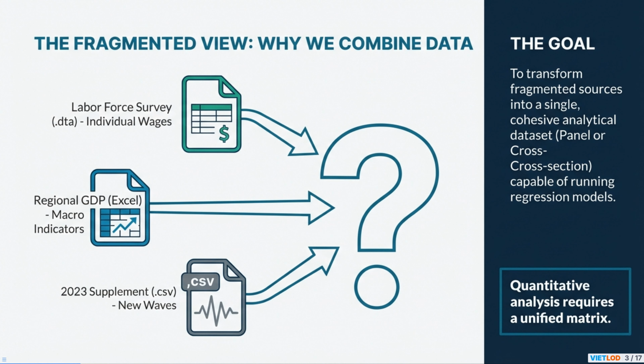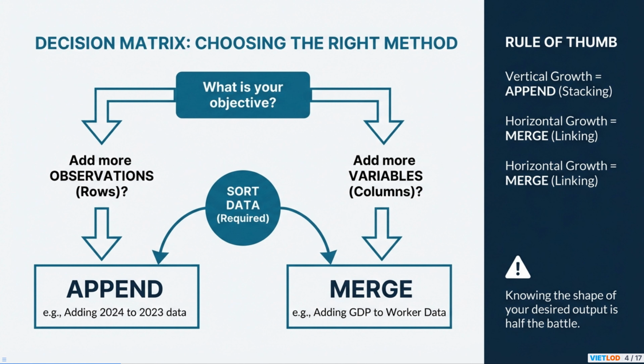The ultimate goal is to transform these separate files into a single, cohesive analytical dataset, such as a panel or cross-sectional dataset. This unified matrix is the required format for most statistical software, including Stata. To study the effect of regional economic growth on individual wages, you cannot analyze the labor force survey and the regional GDP data separately. You must combine them so that each individual's record also contains the GDP of the region they live in. Given that we need to combine data, the next logical question is, which method should we use? Let's explore the decision-making process.